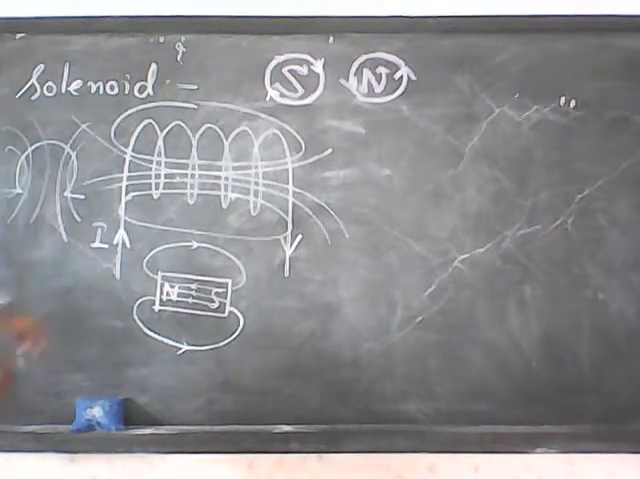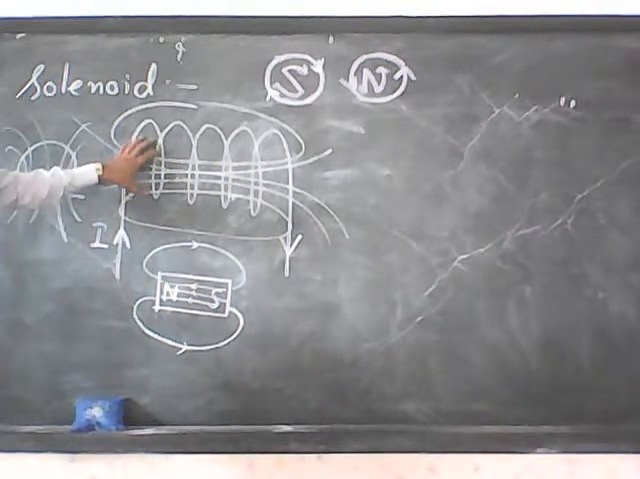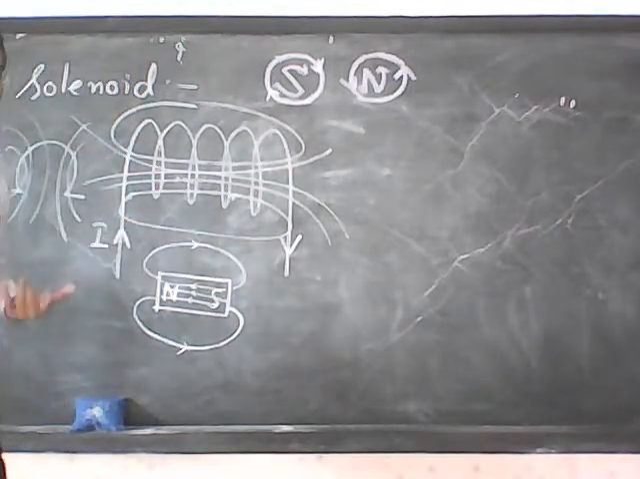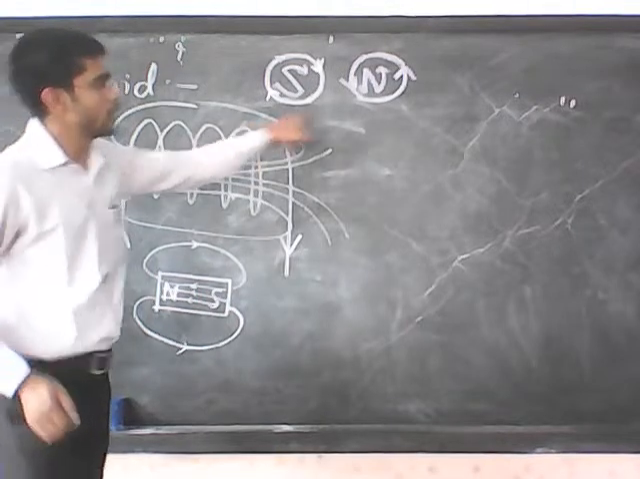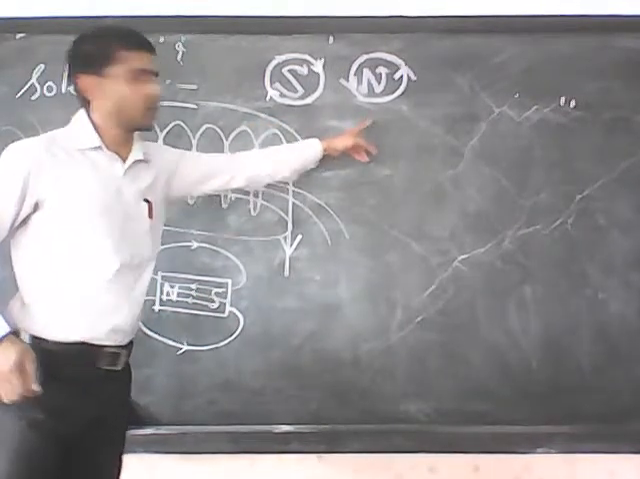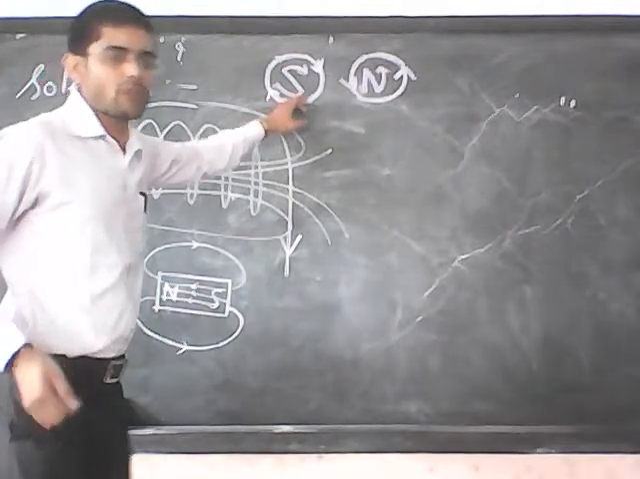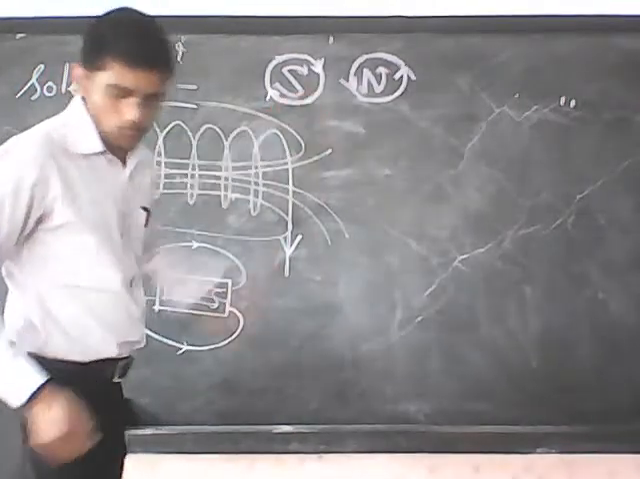Now the main thing is which will be the north pole, this side or this side? What will be the direction of magnetic field line? How can we say? We can decide by these two. Okay, if it is anti-clockwise, it will be north. If it is clockwise, it will be the south pole.